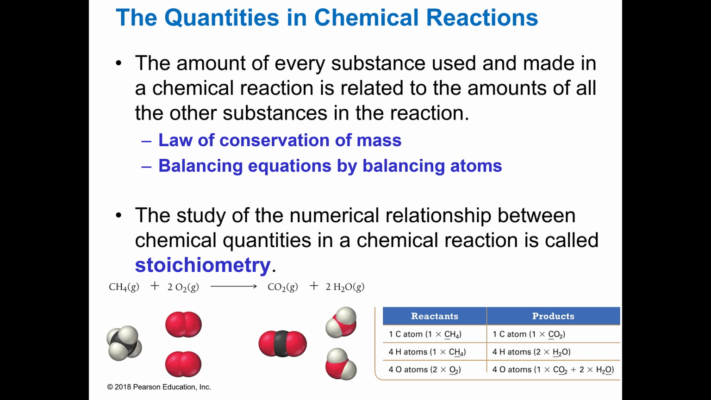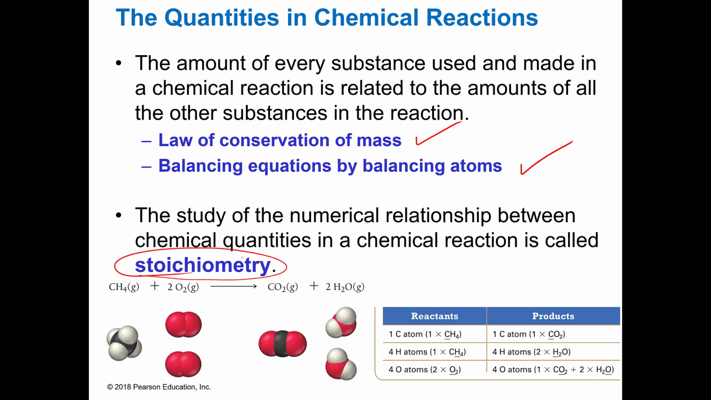So the amount of each substance used and made is accounted for, and it has to follow the law of conservation of mass, because however many carbons you start with, you have to have that many carbons when you get done. However many hydrogens, you have to have the same number of hydrogens in the reactants and the products, because you can't create a new one. You can only rearrange them. When you rearrange them, we balance those equations by balancing the number of atoms or the number of moles. This process is called stoichiometry.